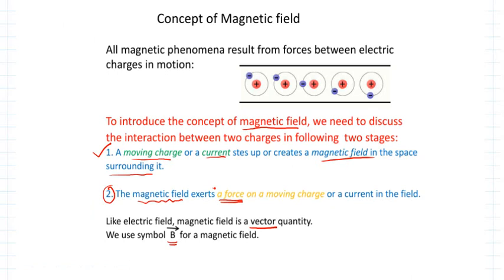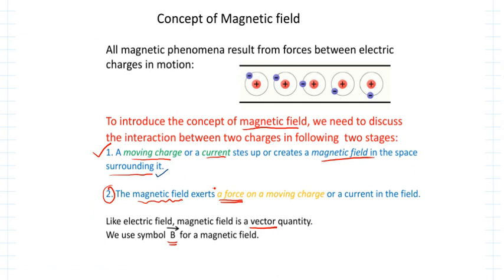In order to introduce this concept of magnetic field, we need to discuss this interaction between the charges in the following two stages. The first stage is the moving charge, which sets up the current in the wire. It also creates a magnetic field in the space surrounding the conductor. The second stage is the magnetic field. It exerts a force on a moving charge or a current in the field.